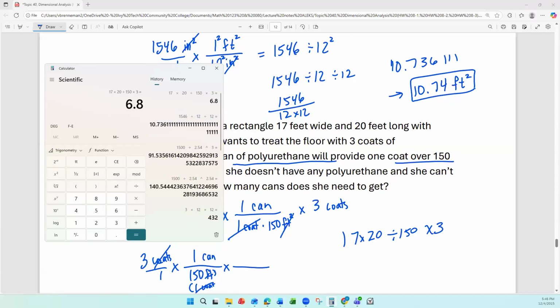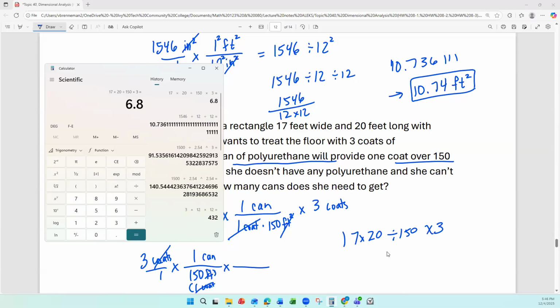Now, you might find it easier to just break this down, not worry about the dimensional analysis process. You can probably figure out, 17 times 20 to get the area, and then you can figure out how to get from there to the number of cans, just using kind of common sense, intuition, experience, whatever.